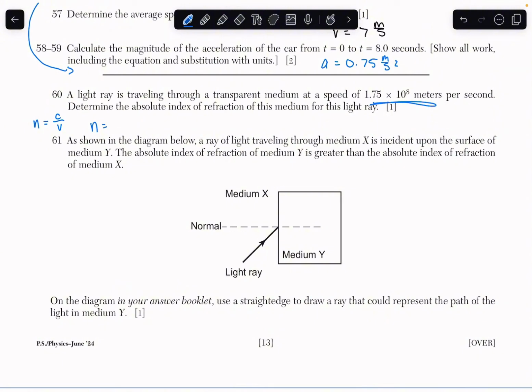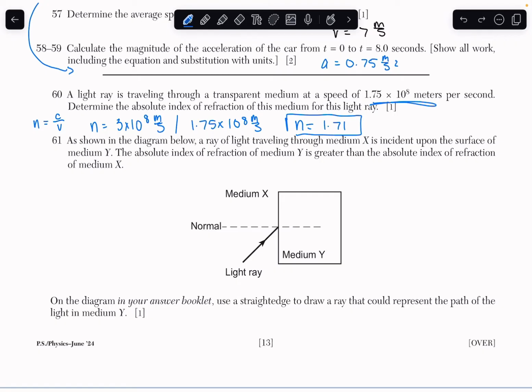So n equals 3 times 10 to the 8th meters per second over 1.75 times 10 to the 8th meters per second. And we're going to get an n of 1.71.